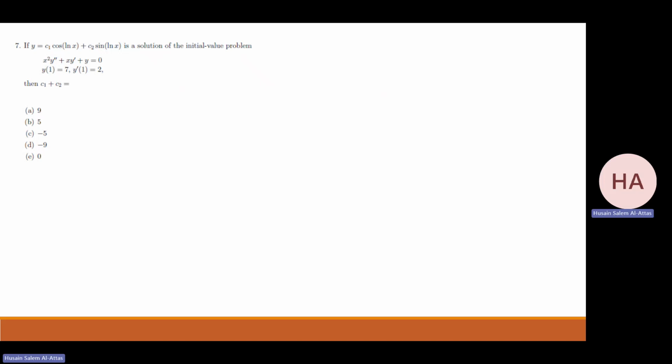If y equals C1, this is the solution of this initial value problem. So he mentioned it's a solution. Now we really need to find the C's, given these initial conditions.